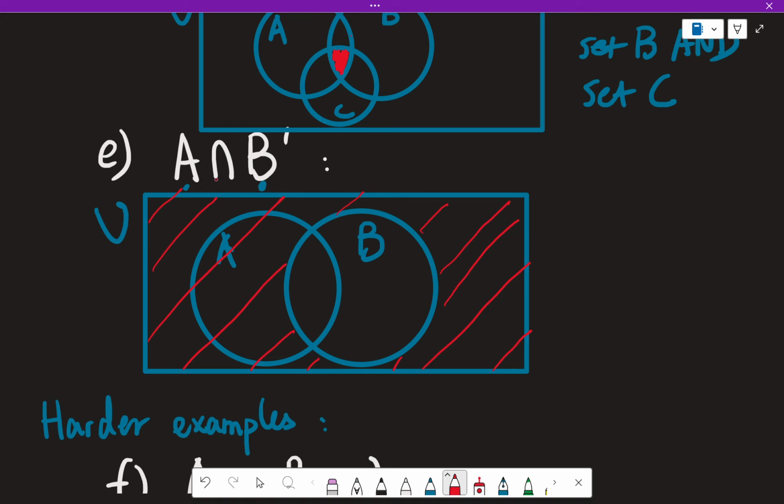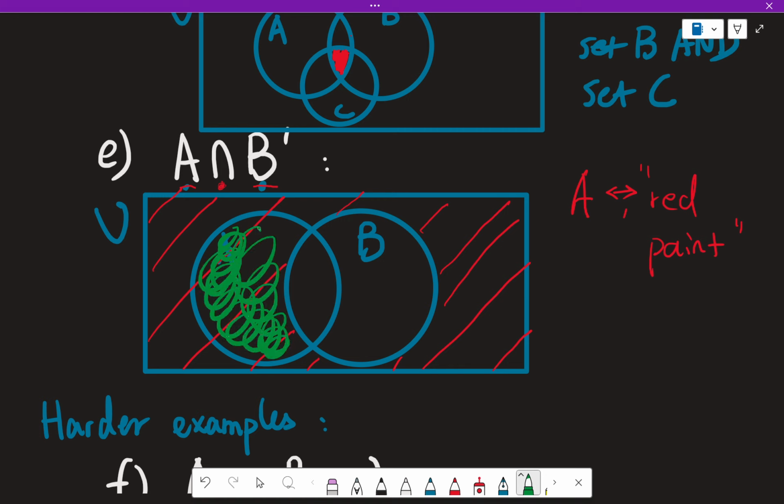Next, we want to find the intersection, which is basically the overlapping area, between set A and the complement of set B. So anything between set A and the red paint. What is the overlapping area between these two? We can clearly see that is the part that I'm drawing with the green paint. That is the overlapping area between set A, which is this circle right here, and the red paint.